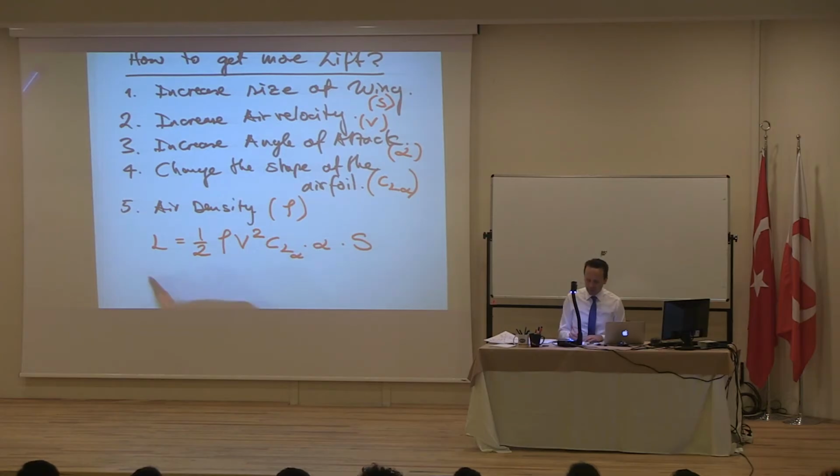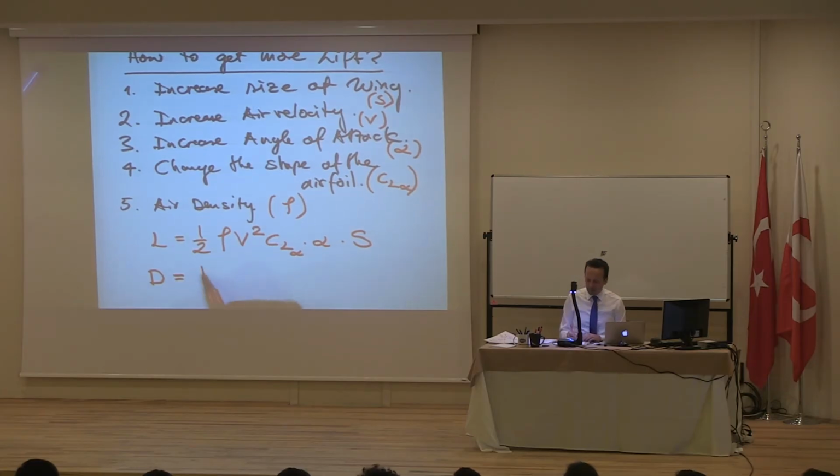Here's the interesting part. The drag is not any different. The drag formula is also like that. 1/2 rho V square CD alpha times S. And plus you might have some of the friction.